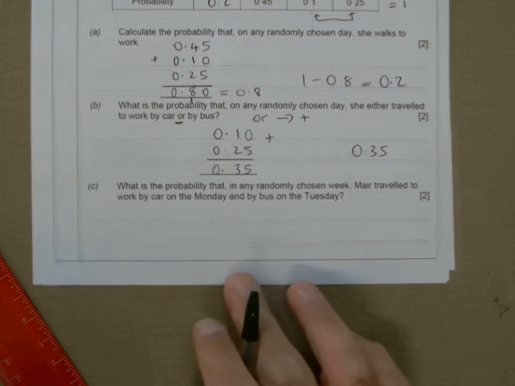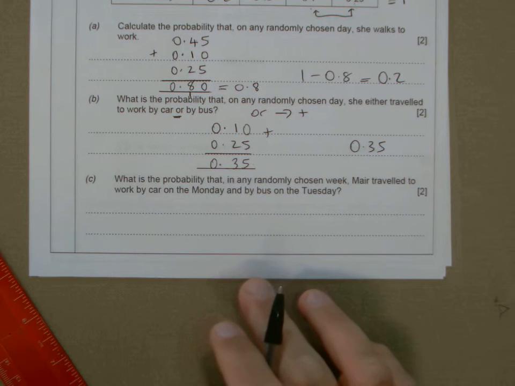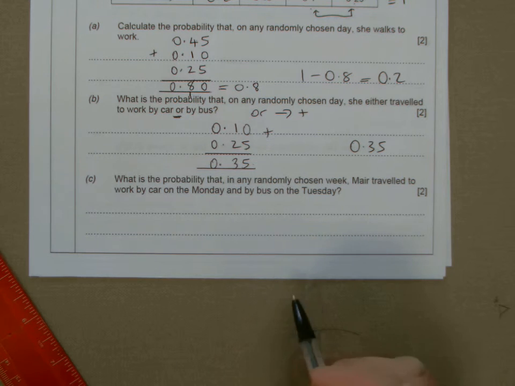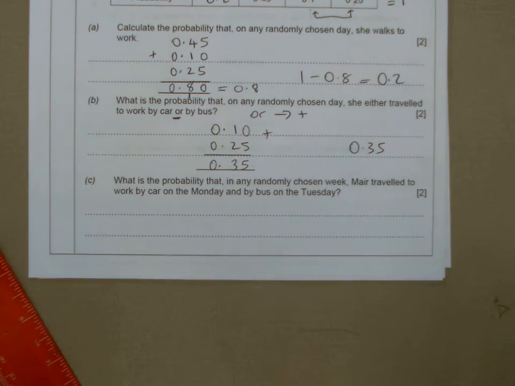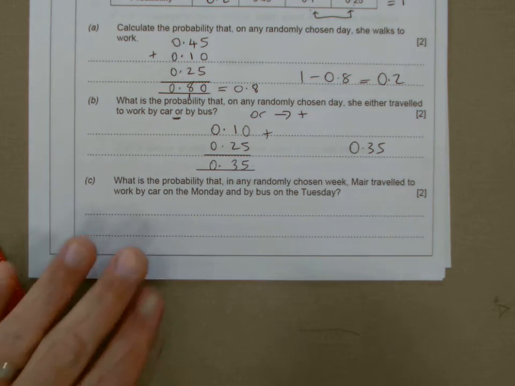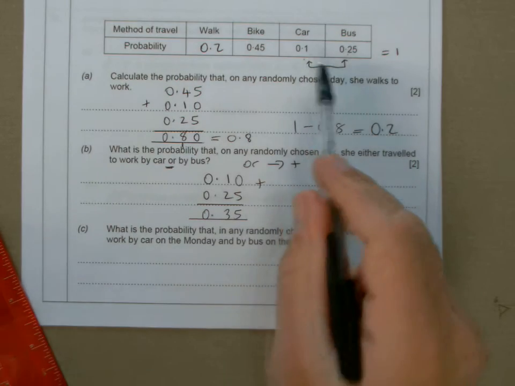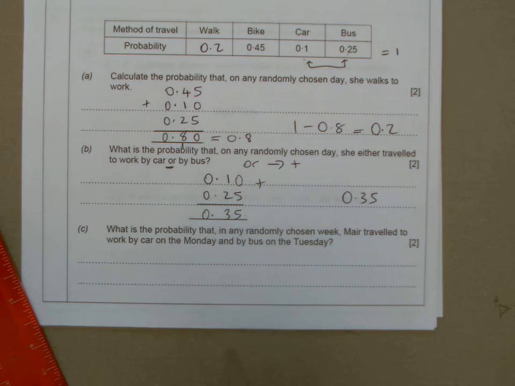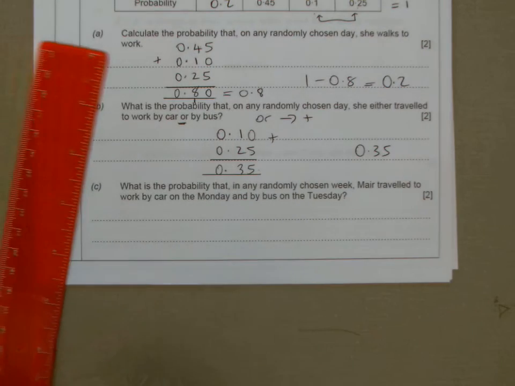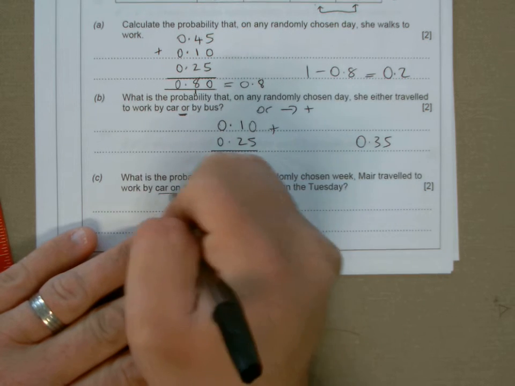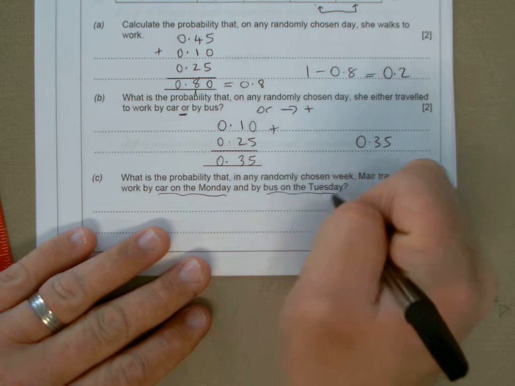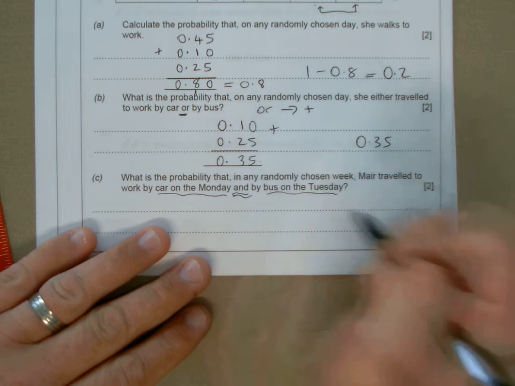Part C then, it says, what is the probability that in any randomly chosen week she might travel to work by car on the Monday and by bus on the Tuesday? Now these are independent events. She can do both of these. In part B, she could only do one of them, either car or bus. That's why we combined them and added them. Here she can do both of them, because they're on different days. So she can go by car on Monday, bus on Tuesday. And they use this word and here.